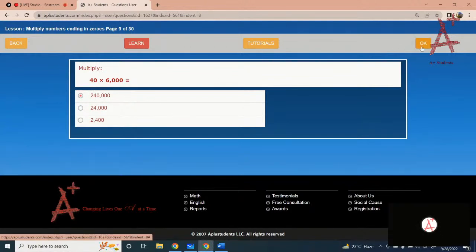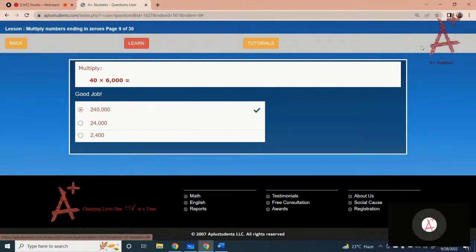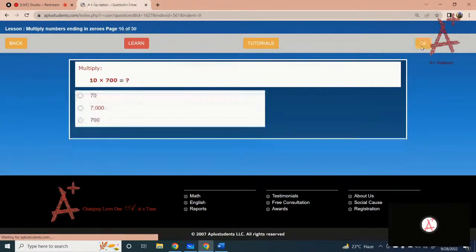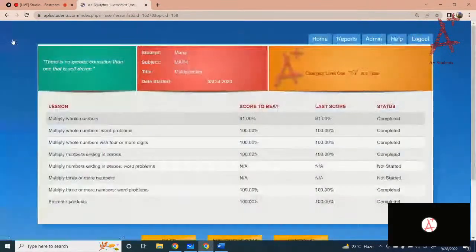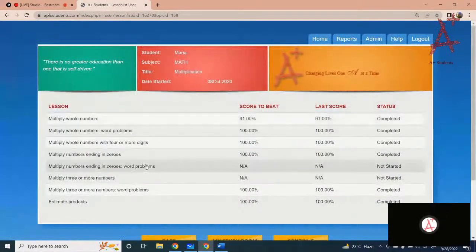Got it? Okay, you can complete the test right after the session or later today. I'm moving on to the next lesson. If you have any problem with this topic, you can contact any tutor on Skype. They are available from Monday to Friday, 5 to 9. So just click on the back button so that we can move on to the next lesson. Okay, the next lesson is multiply numbers ending in zeros word problems.